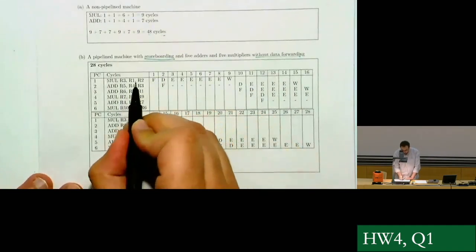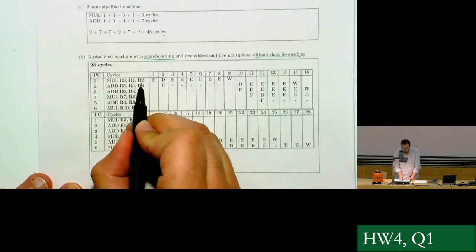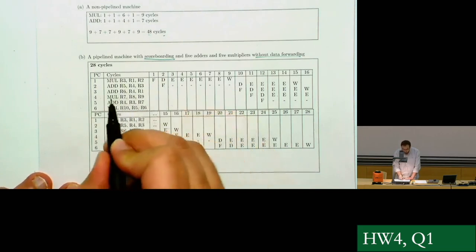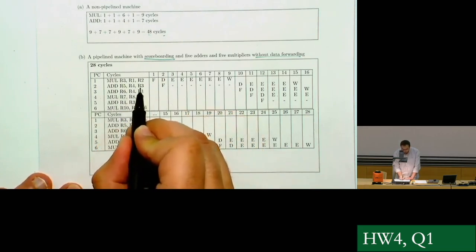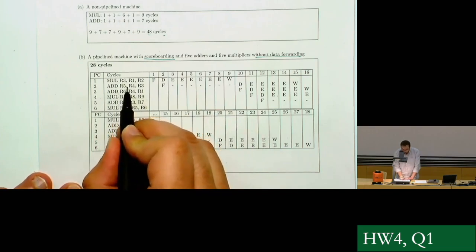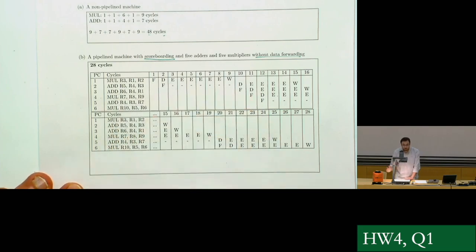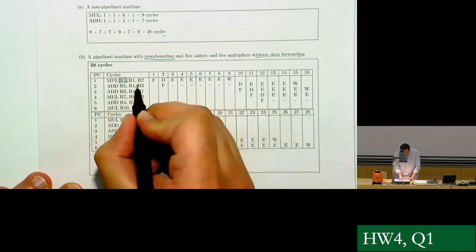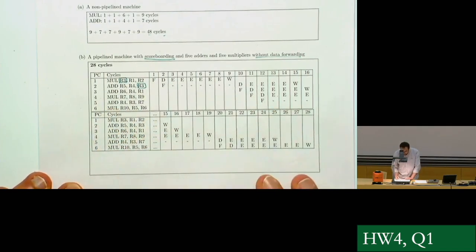Then this line means you multiply R1 and R2, and you write the result to R3, right? And in the second instruction, you need the value of R3. So the second instruction has to wait for the first instruction to complete and write back the results to the register file. So I can just actually mark this data dependency here.